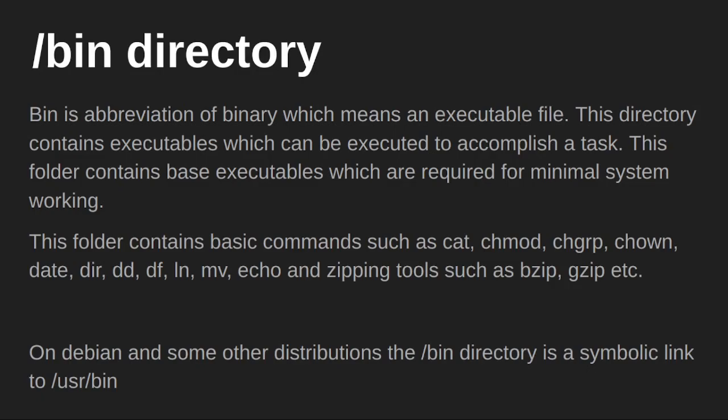But in some Linux distributions such as Debian and other Debian-based distributions, the bin directory is a symbolic link to the usr bin directory. We will discuss the usr directory in the next slide. By symbolic link, we mean that it points to the usr bin directory, but the bin directory doesn't contain anything inside itself, and is a shortcut to the usr bin directory. Now let's move to the next slide. We will discuss symbolic links and usr bin in the next slides.